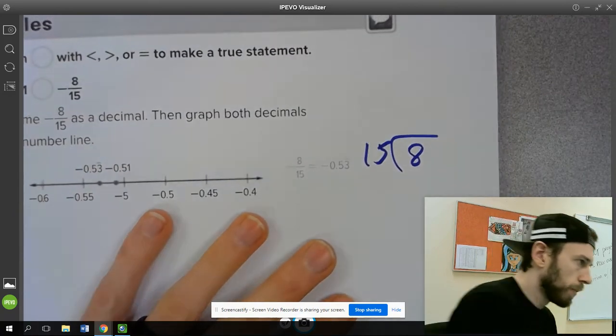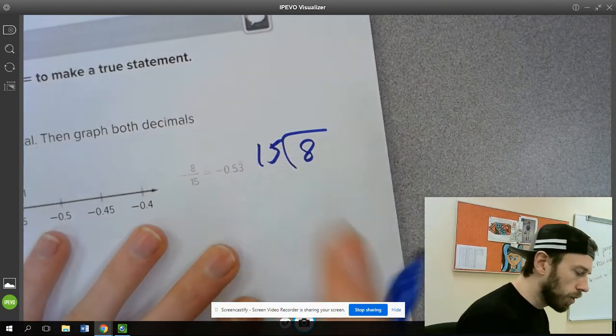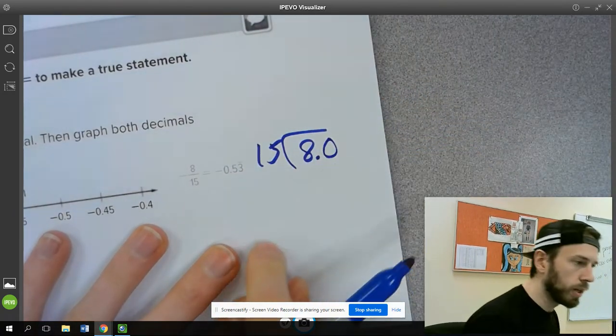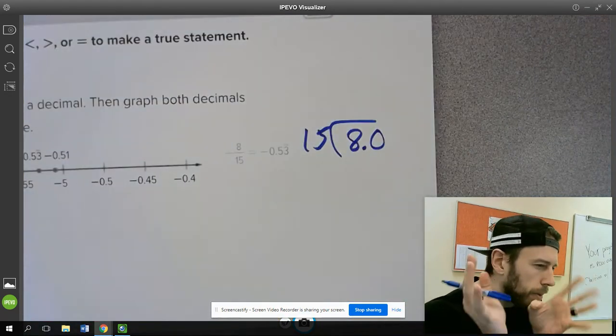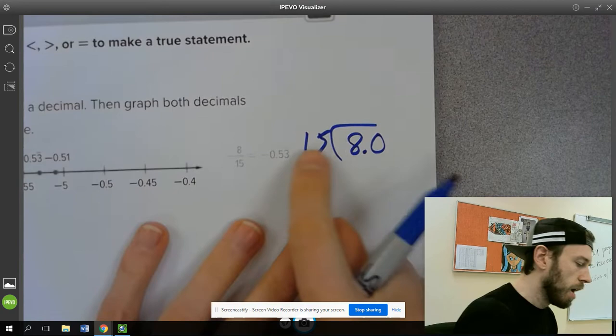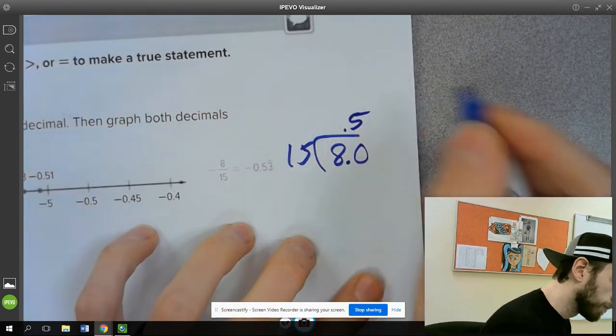Just bear with me, all right? And then, 15 doesn't go into 8. We know that, right? We usually end up having to do this with our problems. 15 will go into 80, and that might be a little tricky one. I'm going to try a couple things out. But 15 goes into 85 times.